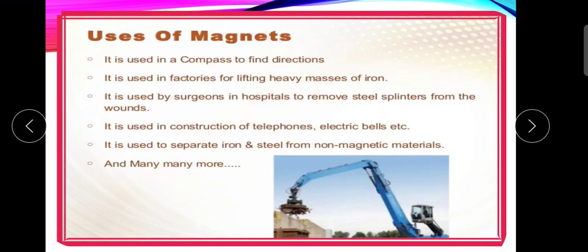Now, what are the uses? It is used in a compass to find direction. It is used in factories for lifting heavy masses. It is used by surgeons in hospitals to remove steely splinters. It is used in construction and telephone electric bills. It is used to separate iron and steel from non-magnetic materials. So these are all the uses of magnets, and there are many more uses of magnets that we will learn in our higher classes.